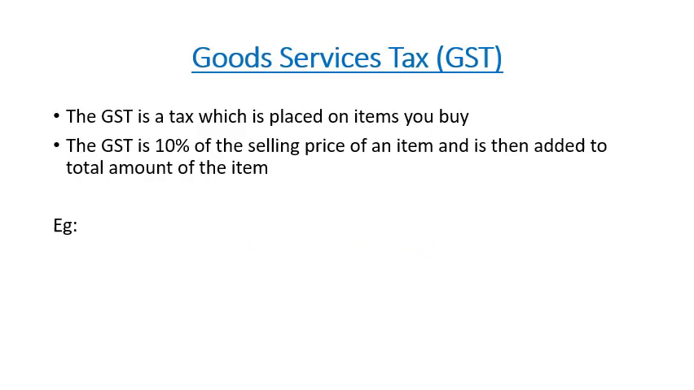Now, the last thing you're going to need to know about business applications is the implementation of the GST, or the Goods and Services Tax. Now, the Goods and Services Tax is placed on items that you buy, and it's basically a 10% increase of the selling price of an item. And you'll see this on your receipts. It'll say GST 10% of whatever you're selling, or GST is included in the total price of what you're buying.